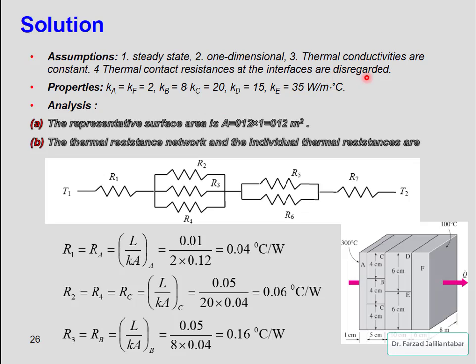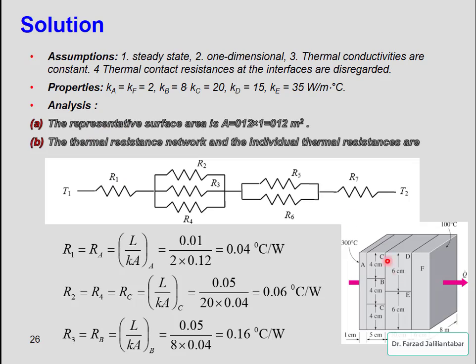This is also according to the question. It helps us ignore those thermal resistances, and we only have thermal resistance through the material, not at the interfaces. And the properties which we have are the thermal conductivity of each material. The thermal conductivity of materials A and F are equal, and for the other materials you can see here. Okay, after these properties, let's analyze the question.